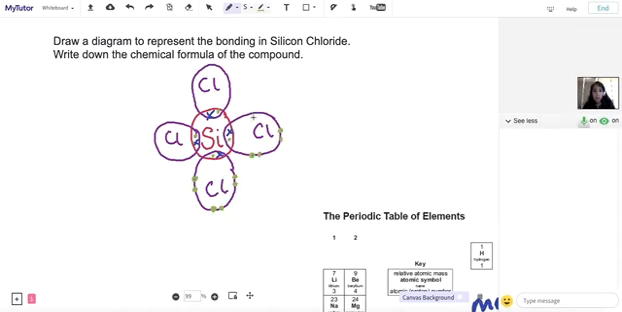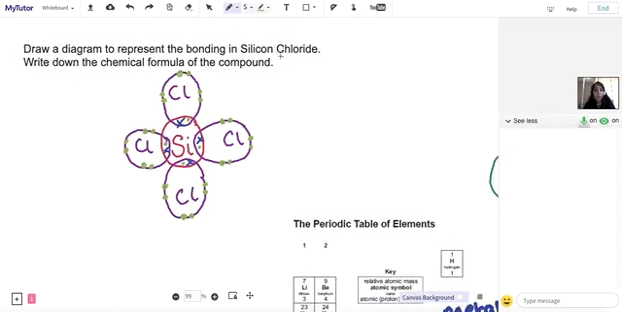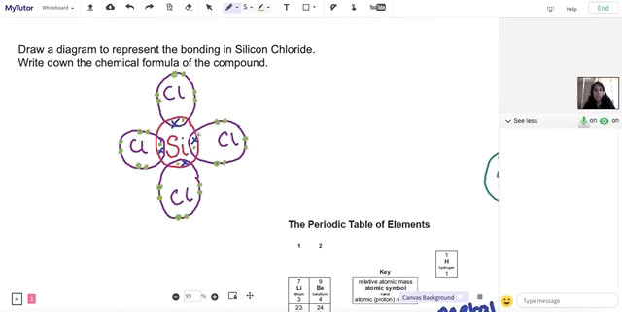If we have a look at each chlorine, we can see there are 8 electrons in its outer shell now that it's shared 1. And if we look at silicon, there are also 8 electrons in its outer shell. So the next step is to write down the chemical formula. We can see that there's 1 silicon atom and 4 chlorine atoms. So that's written as SiCl4, which is known as silicon tetrachloride.